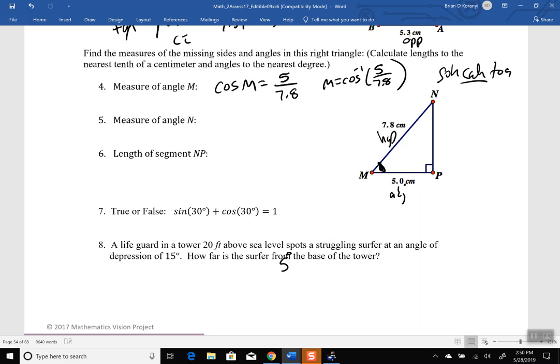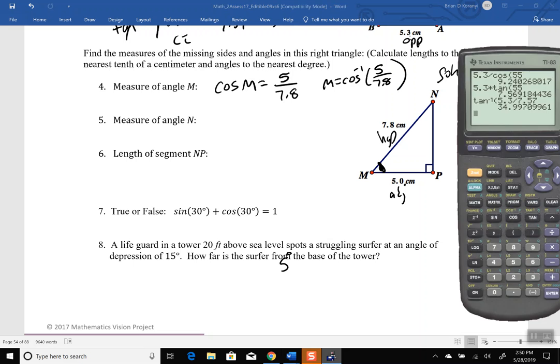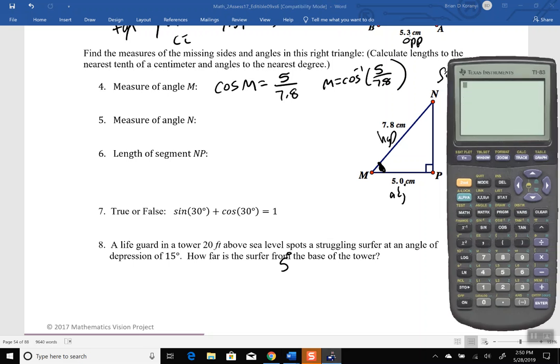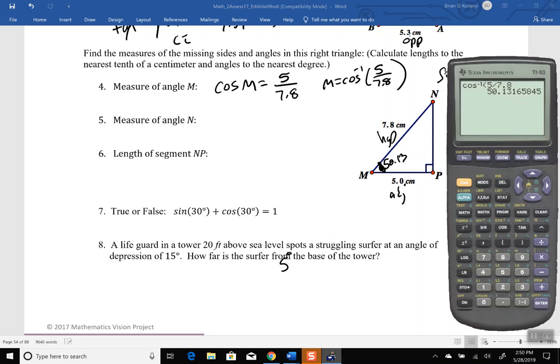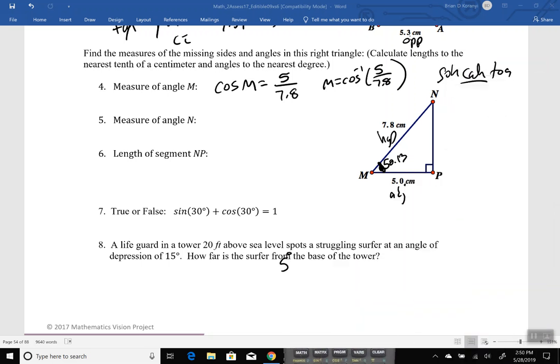Find the measure of angle N. Well, let's actually go ahead and do that first. So inverse cosine of 5 divided by 7.8 gets you 50.13. Well, if this is 90 degrees, and that's 50.13, you could subtract it from 180 degrees, or you could again use trig if you wanted to.